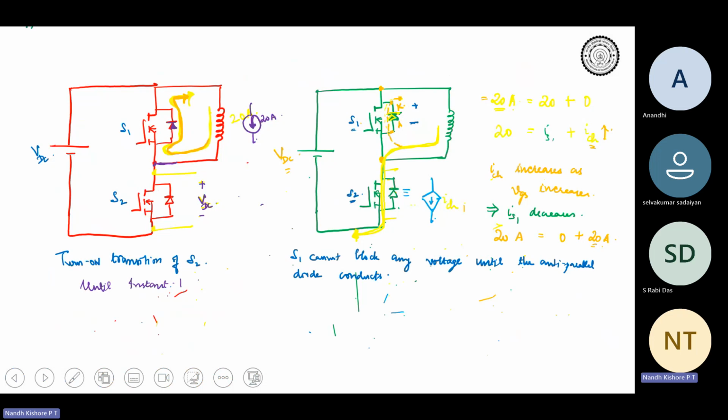See over here, you assume that your L is very, very large. That is the assumption. Therefore, this is a constant current source. What if I make my switching frequency match the resonance frequency between your load inductance and the device capacitances? There will be a resonance frequency due to the load inductance and device capacitance, right? I will make my switching frequency equal or very close to that resonance frequency.